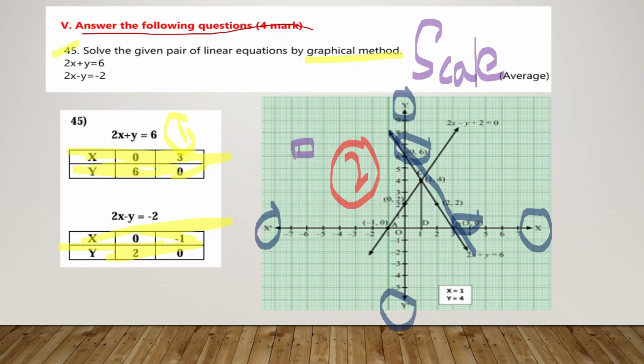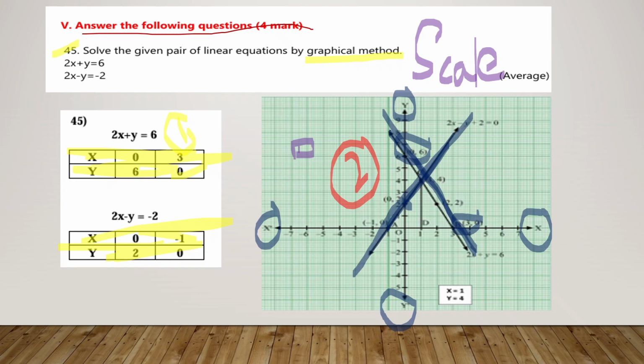Next, do the same thing for the second equation. Here x is 0 and y is 2. Where is it? So 0 and 2. This is the first point. Next, if you take x as minus 1, you will get y as 0. So it will be here. So you are getting one more line here. So this line is intersecting.